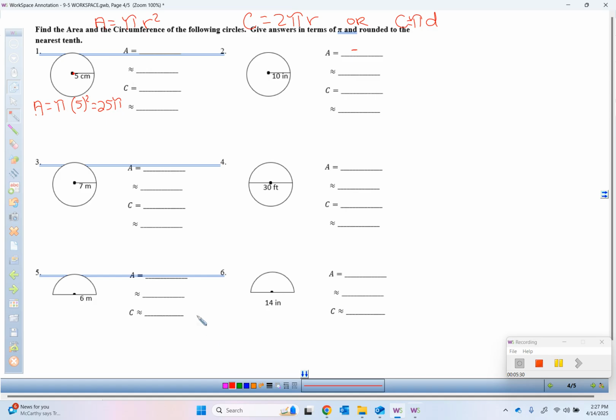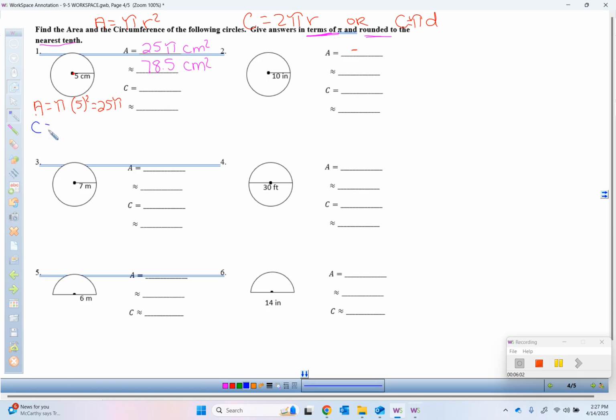And if we go back up and look at these directions, it's very important to note that it says to give the answers in terms of pi and rounded to the nearest tenth. So in terms of pi, we would just leave it like this, 25 pi centimeters squared. And then the rounded answer in your calculator would just be 25 pi, and you should come up with 78.5. And this is still centimeters squared.